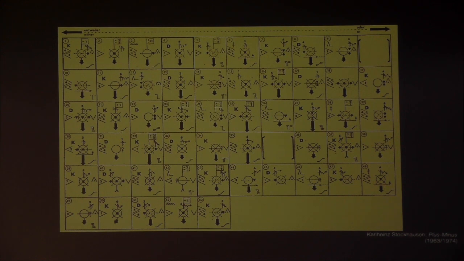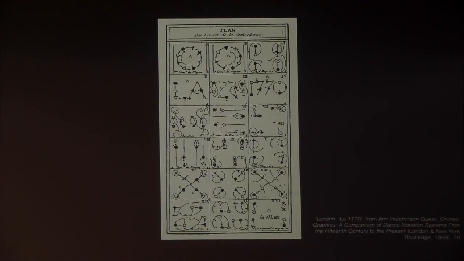Again, this is not open notation, but is to be read and realized according to an incredibly intricate set of rules. I must admit that I find the complexity of Plus Minus a little dizzying, but looking through Anne Hutchinson Guest's Choreographics, I practically did a double take when I saw how similar the effect of Stockhausen's score is to a floor plan for a contredanse allemande drawn up by Landrin in the mid-18th century. For entirely different purposes and at very different times, Landrin, as well as his contemporaries, and Stockhausen were using abstractions of a similarly high degree to indicate the disposition of characters on a virtual stage.